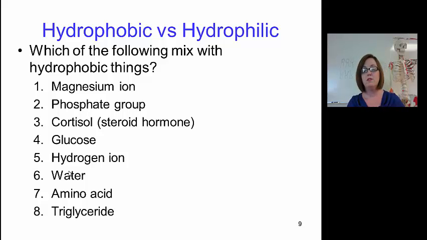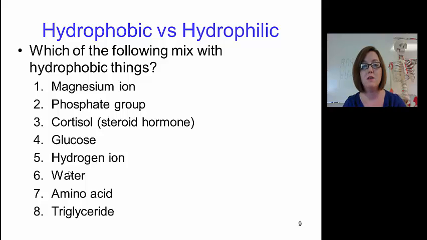All right, here I have a list of items, and I want you to try to figure out if these things are going to mix well with other hydrophobic things. What mixes well with hydrophobic things are other hydrophobic things. So, if anything on this list is going to mix with something that's hydrophobic, then it itself has to be hydrophobic. So what we have to do is go through this list and figure out which things are hydrophobic and which things are hydrophilic. Anything that's hydrophilic is likely not going to mix with something that's hydrophobic.